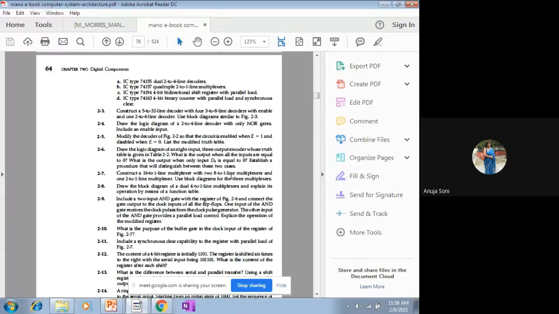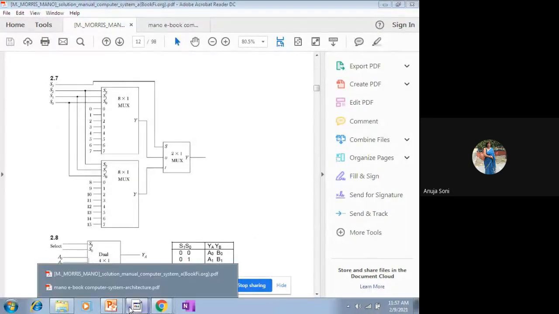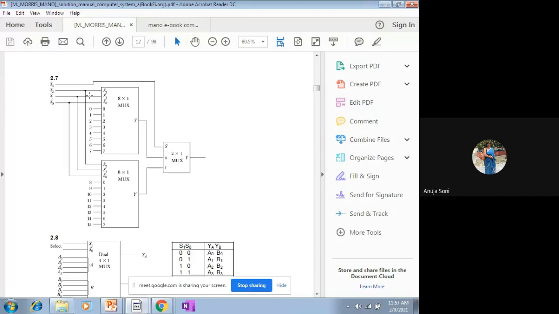Now we come to its smaller, internal parts. How is it to be constructed? In this case we have to make use of two 8 to 1 line multiplexers, and in addition to this we have to make use of a 2 to 1 line multiplexer in order to construct a bigger multiplexer of the size 16 to 1. Now we can refer to this solved part. Now we start constructing the multiplexer.